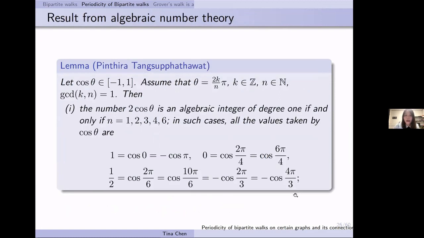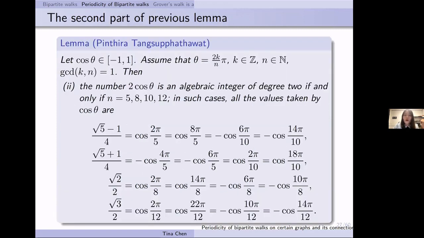Okay. And then there's another result we can use from algebraic number theory. What this result says is that given a cosine theta, if this theta is a rational multiple of pi, then 2 cosine theta is an algebraic integer of degree one if and only if the cosine theta has one of those three values. So it's either -1, 0, or 1/2. Or if this 2 cosine theta is an algebraic integer of degree two, then this cosine theta must be one of those four values.